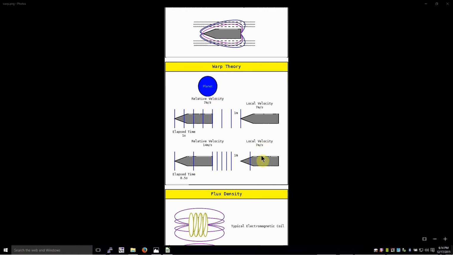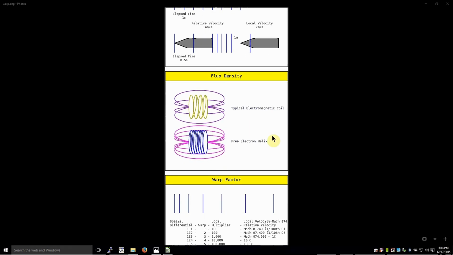Alright? But with warp, you stretch the space out in front of you and compress it behind you. So you're traveling through less space in the same amount of time. So in this case, it takes me half a second because I've traveled through half the space, because these are stretched out twice as much. Alright, so relative to a planet or whatever, my velocity is going to be 14 meters per second. Relative to me, I'm only traveling 7 meters per second. So there is a spatial differential of 2 to 1.